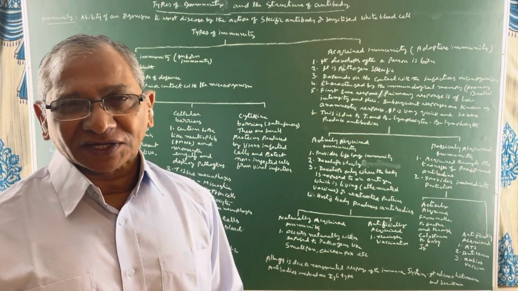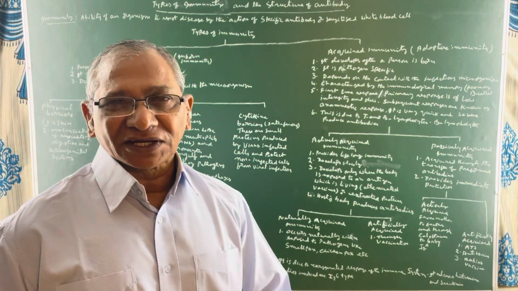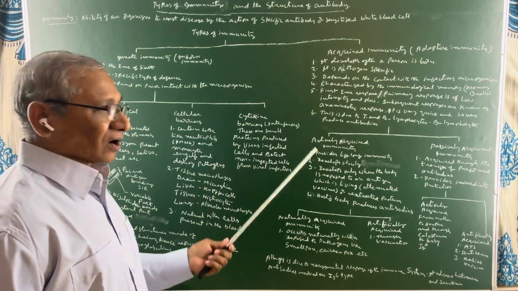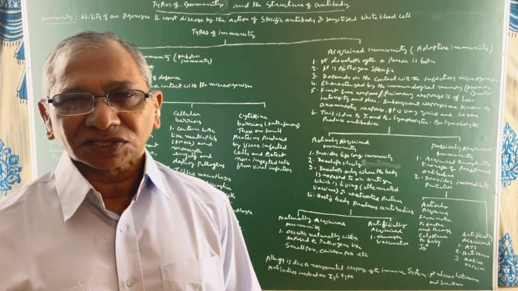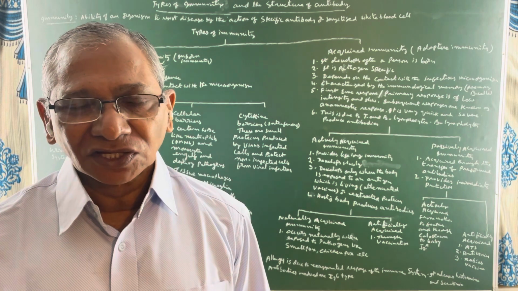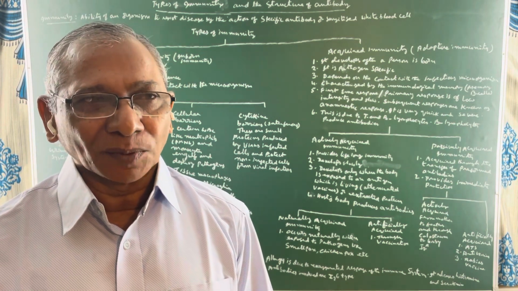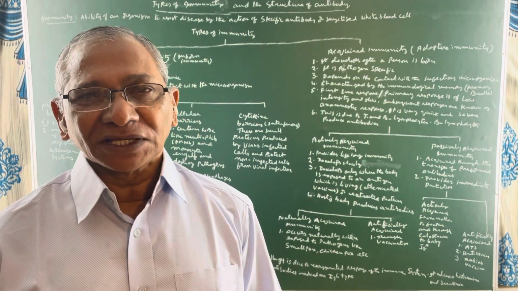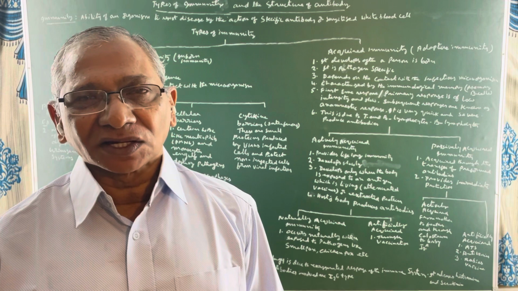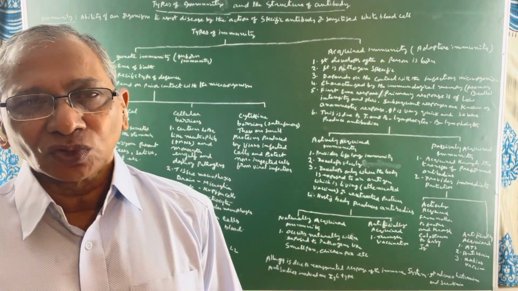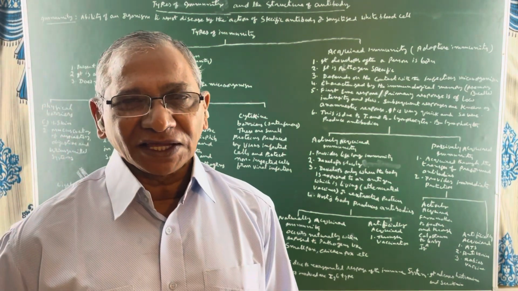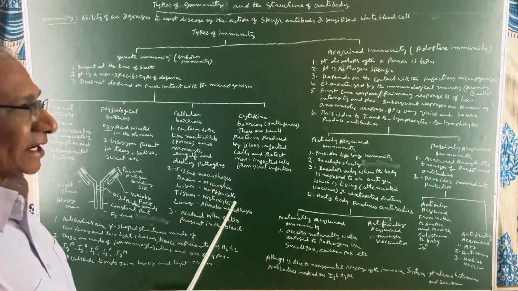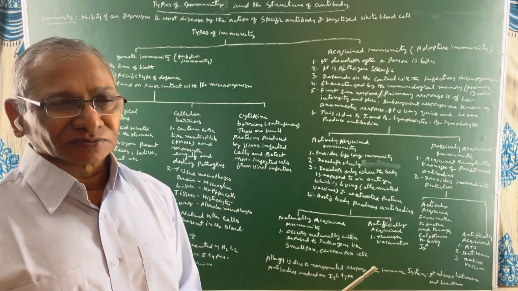Whenever the cells are infected by virus, what do the infected cells do? They release interferons. These interferons alert other healthy cells that they are about to be invaded by the virus and ask them to protect themselves from these invaders. In this way, interferons alert other healthy cells to safeguard themselves against the invading pathogens. In this way, the innate immunity is of 4 types.